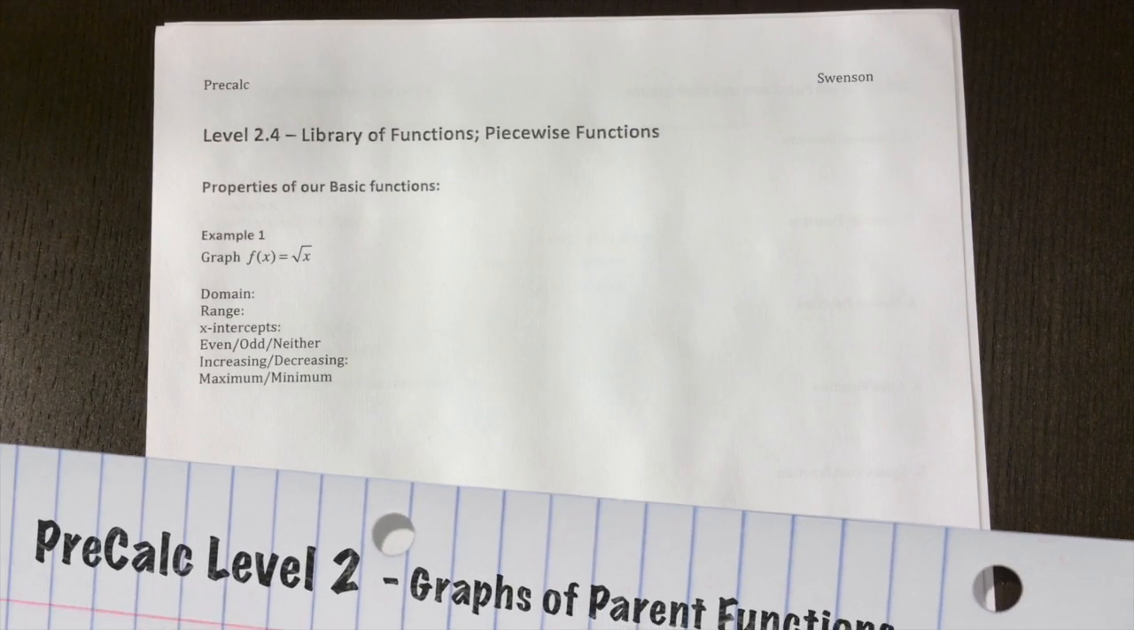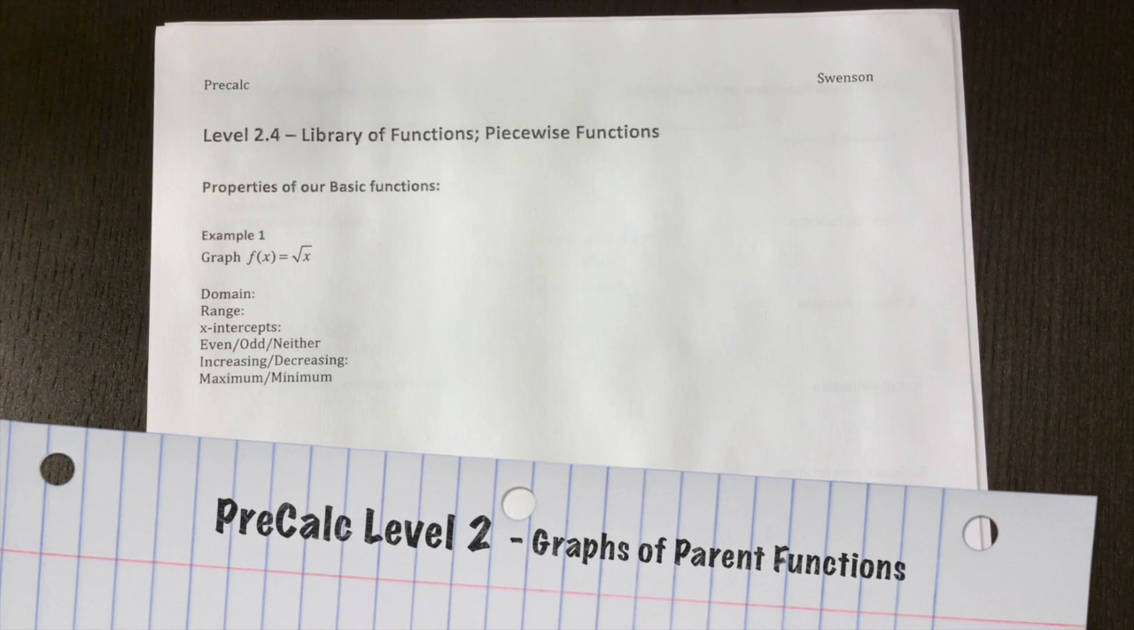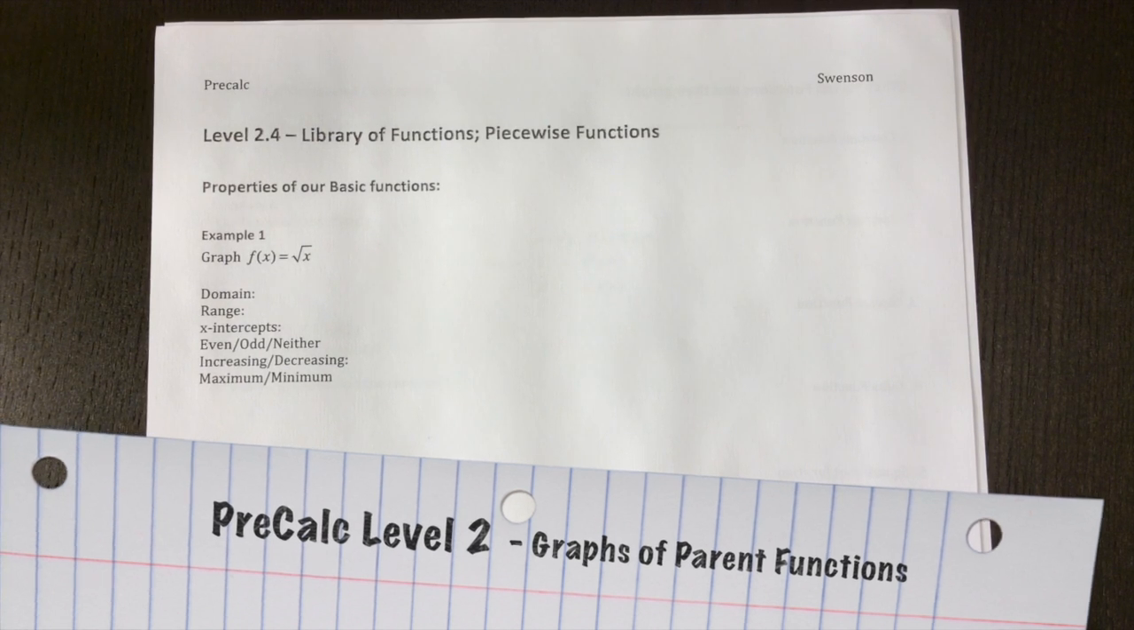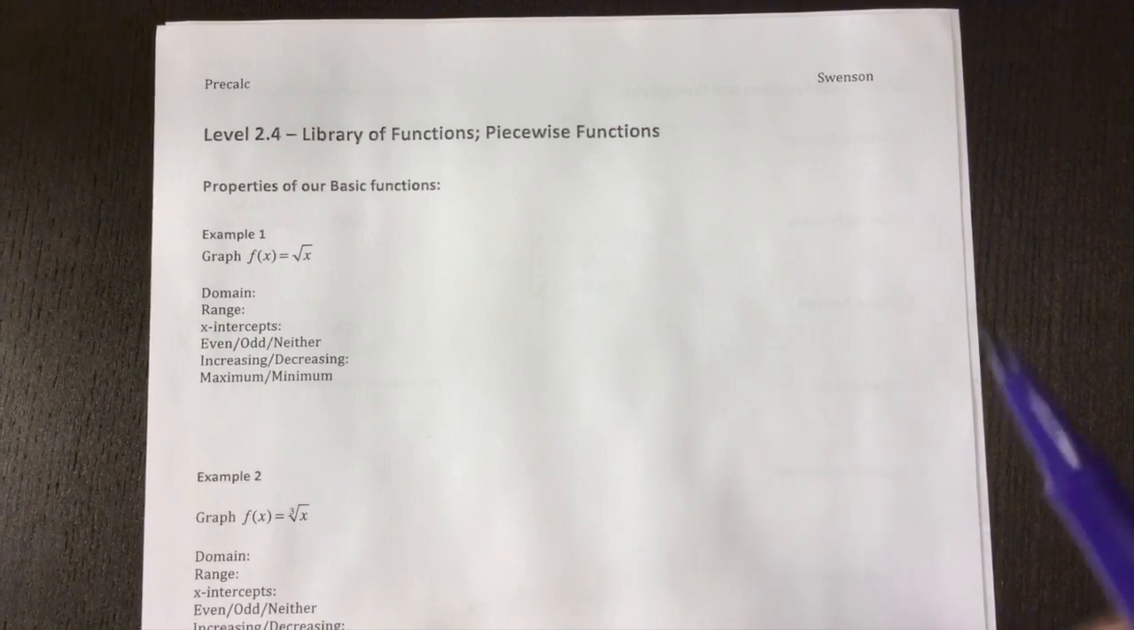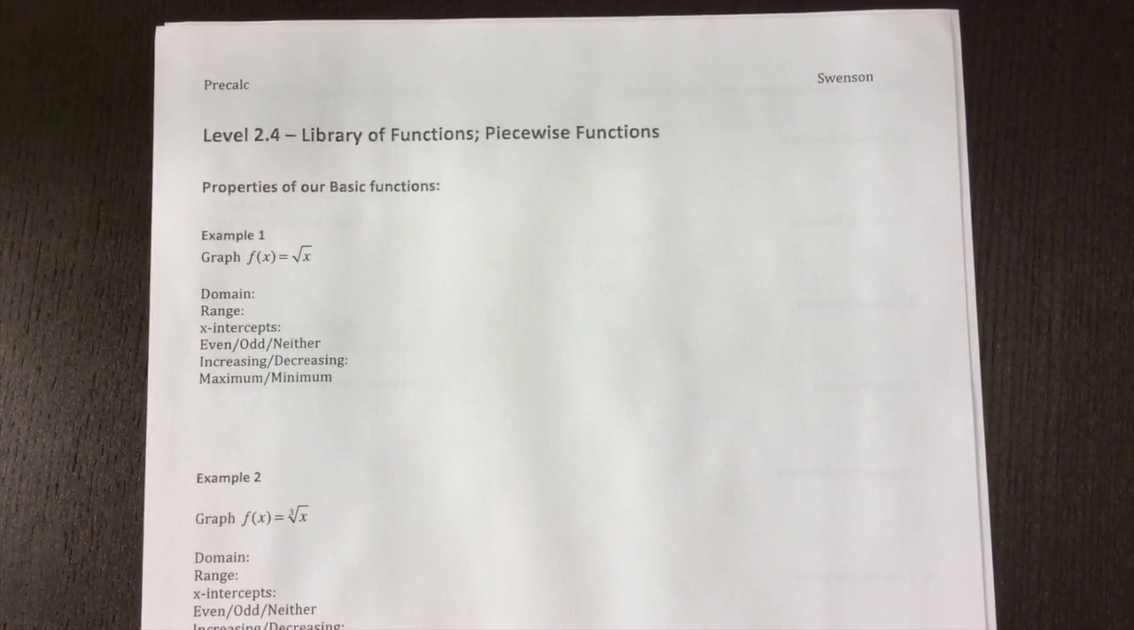So getting to level 2.4, which covers all of the library of functions that I expect you to know, plus piecewise functions. I know people had trouble last year with piecewise functions when they were in college algebra, so hopefully we'll make them a little bit easier. So first off, we're just going to go through some of the properties of some of the basic functions that we should know what they look like.